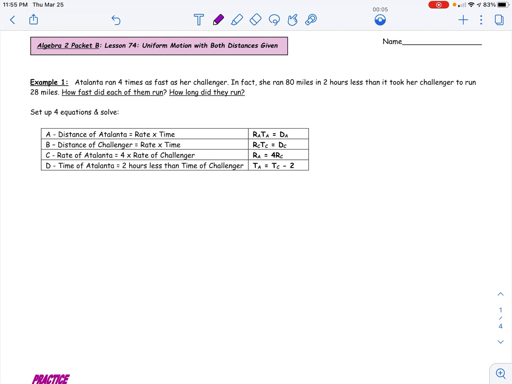Okay, let's take a look at lesson 74. We're moving right along. We're going to be talking about uniform motion problems today when we have both distances that are given.